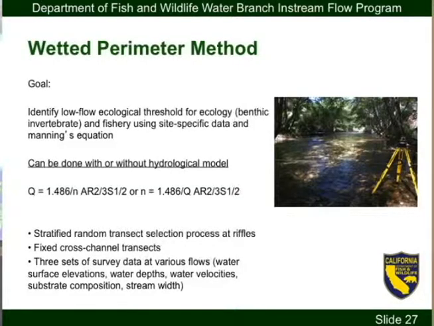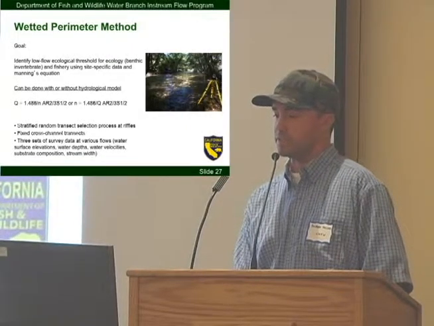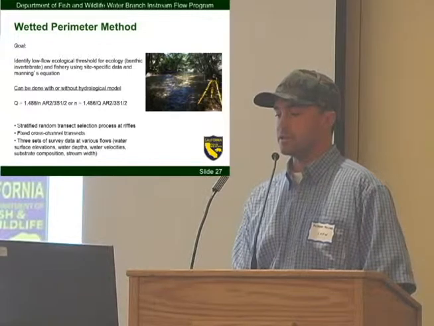The wetted perimeter method, basically it gives you a low flow threshold, basically to look at the ecology of the stream and what's needed to support just the stream function, the benthic invertebrates as the sort of the core value for the stream.